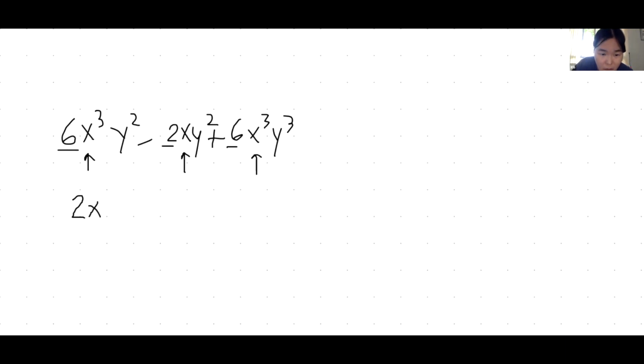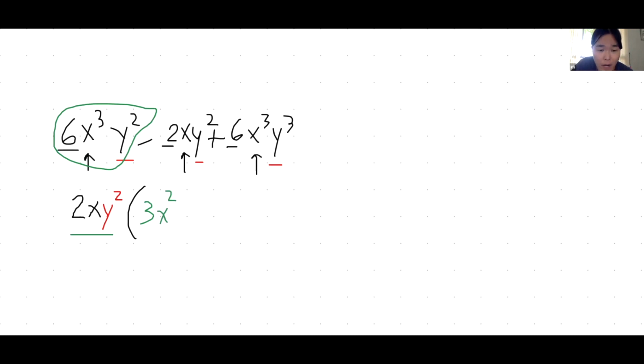And then for the y guys, I see that I have y squared and y cubed. So the largest common factor is y squared, right? And so now I try to take this guy out. So now I have to do 6x cubed y squared divided by this guy, right? To factor it. Is everybody okay with that? So I get 3x squared for this one.